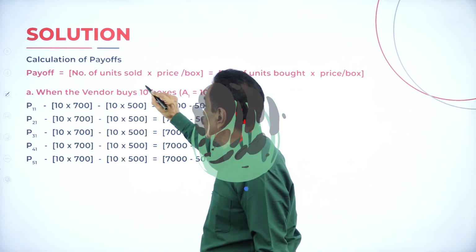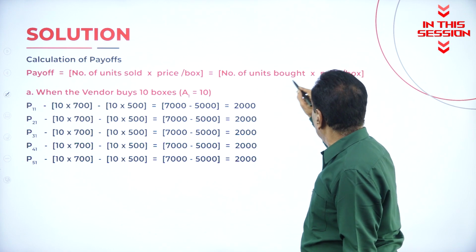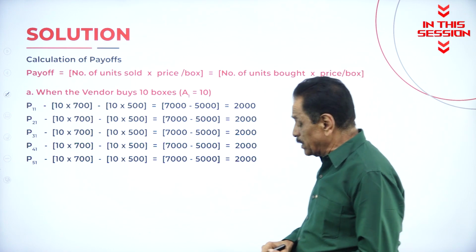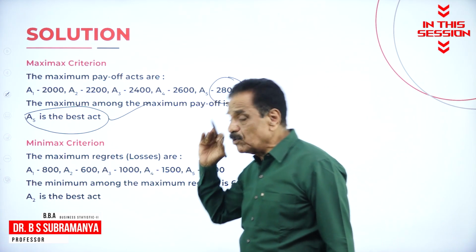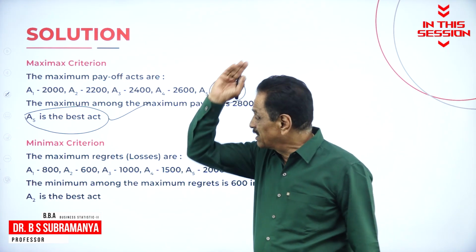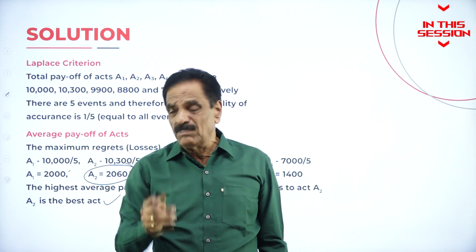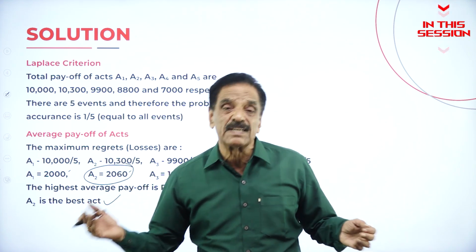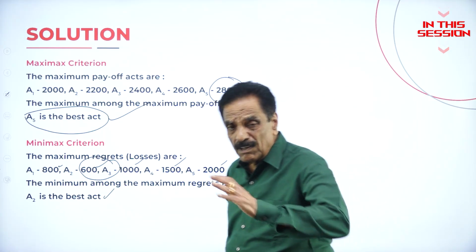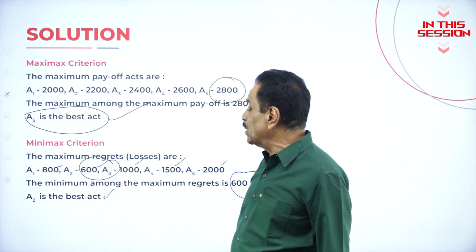Number of units sold multiplied by price per box is equal to number of units bought or purchased into price per box. Find out the best alternative you have. Among them, you select which is the highest; that is the best act you have to select. Add all the alternatives and divide by the number of events, that's all. Whichever highest comes, select it; that is the best act. Among the last table, find out the highest one. Among them, you select the lowest one.